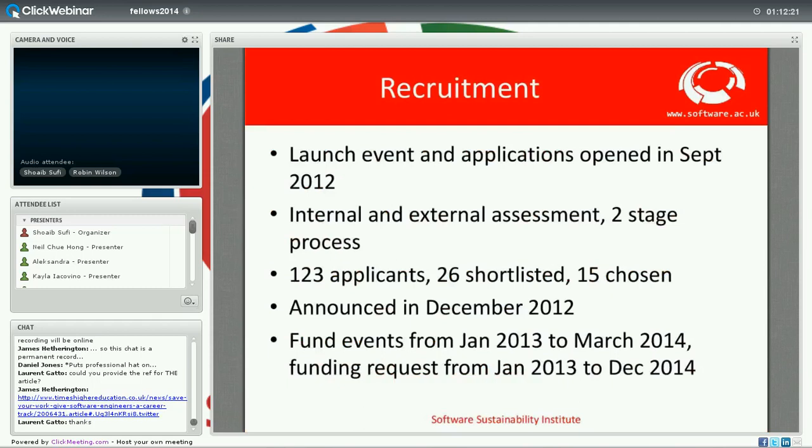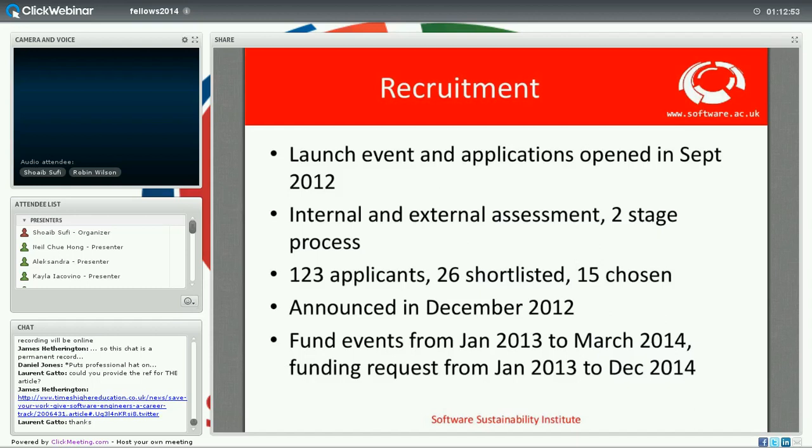So we had a launch event and applications were open back in September 2012. To choose the fellows, this involved an internal and external assessment. What that means is it wasn't just members of the Software Sustainability Institute who are on the assessment panels. It's also people out in the community that we've got links to who take part in assessing candidates, and it is a two-stage process.